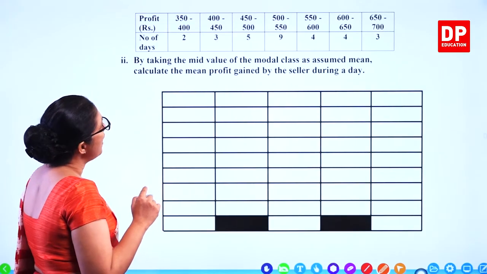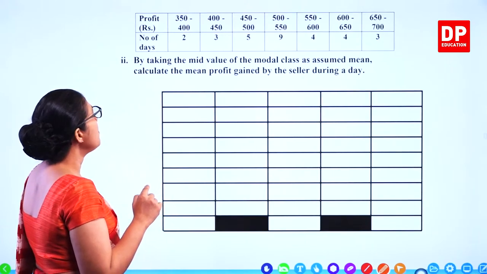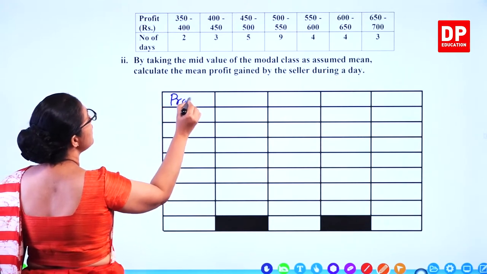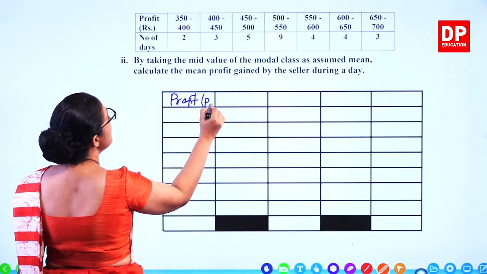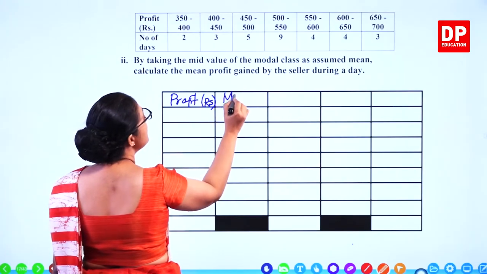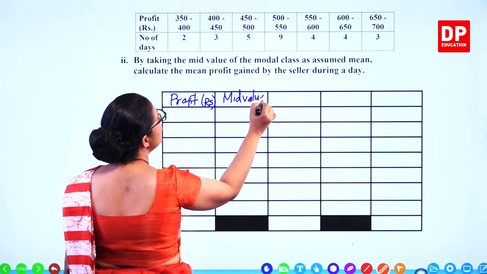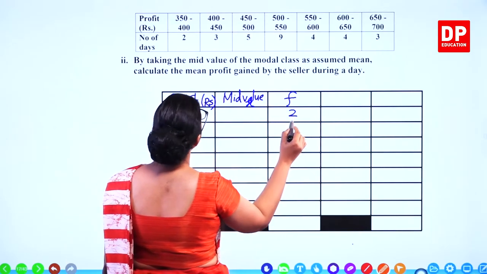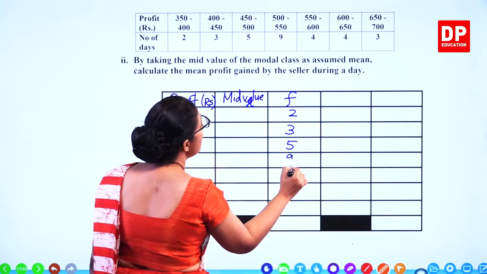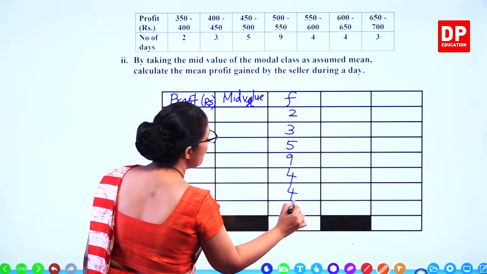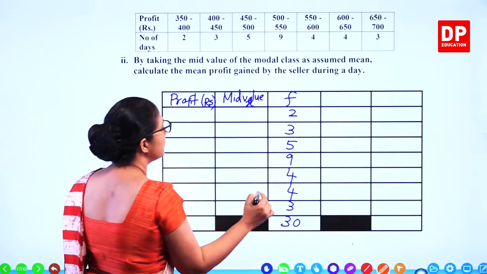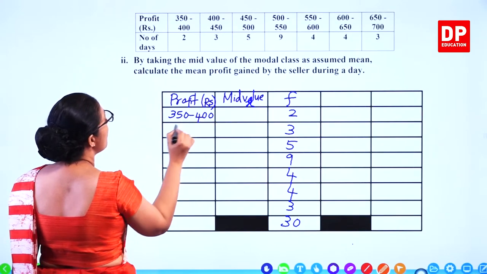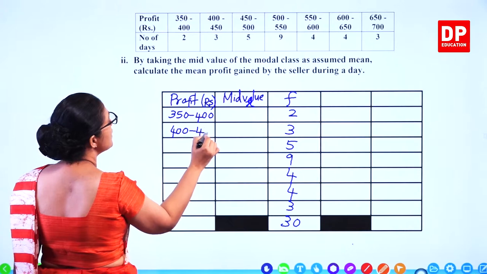By taking the mid value of the modal class as assumed mean, calculate the mean profit gained by seller during a day. We have to write down profit, that's in rupees, and we can find out the mid value. We'll take it as X, and frequency, that's number of days, 2, 3, 5, 9, 4, 4, 3. It says 30 days. And profit 350 to 400. 400 to 450.